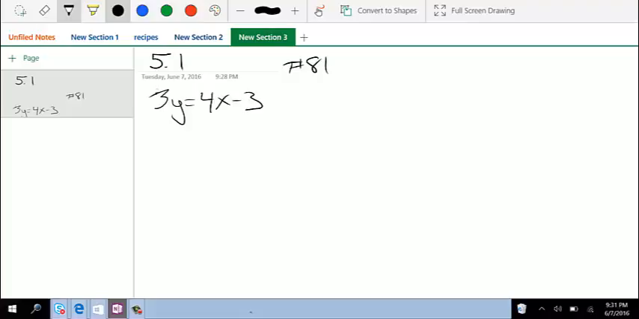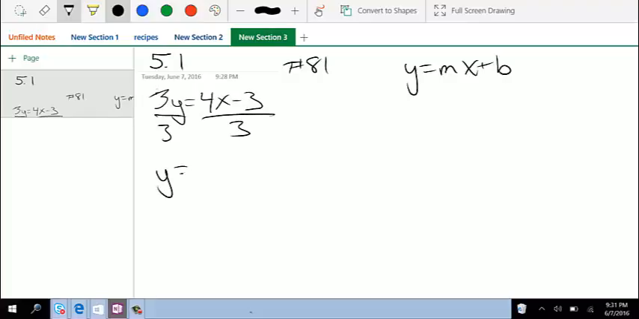So, a couple different ways we can do this. Lots of different ways, actually. First thing I want to do is the y equals mx plus b method. To do that, I'm going to solve for y. Notice that this particular equation is 3y equals 4x minus 3. So it's almost solved for y. All I got to do is divide it by 3, and I got it.